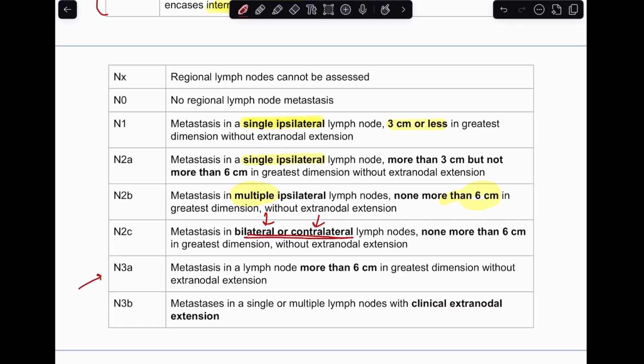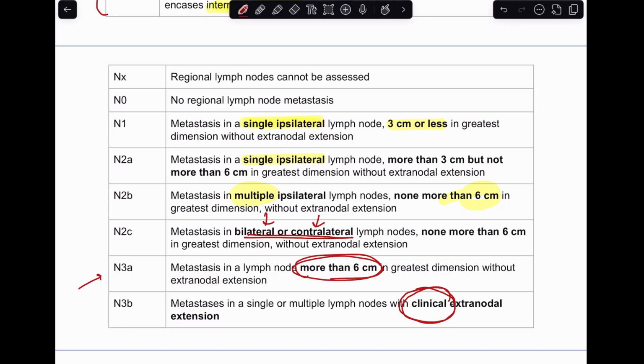N3A, how would you remember this? Here the size changes. Here the size becomes more than 6 centimeter in greatest dimension without an extranodal extension. N3B, what you see new is any case which has a clinical extranodal extension will be classified under N3B.